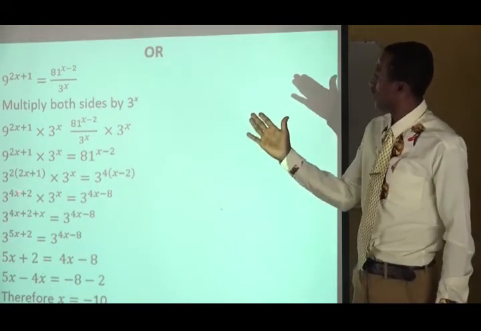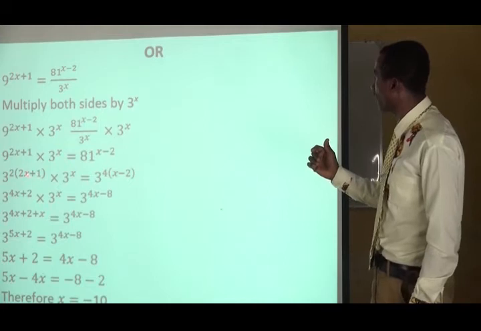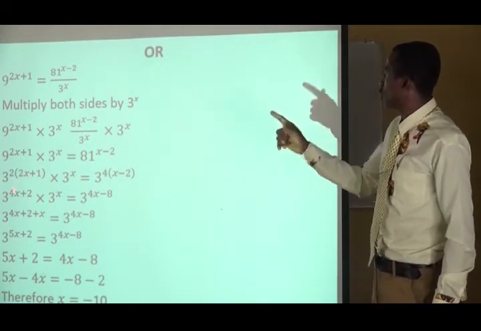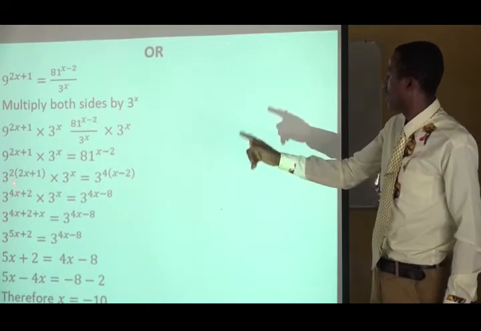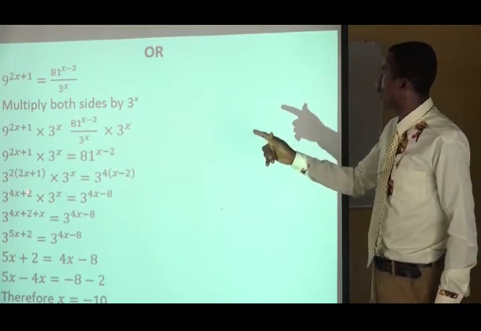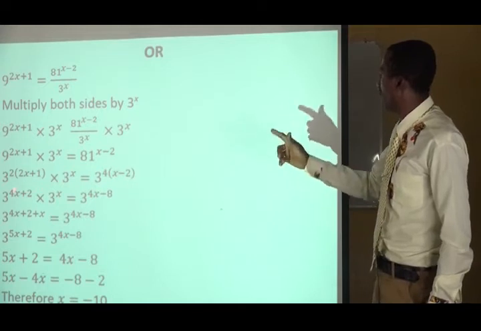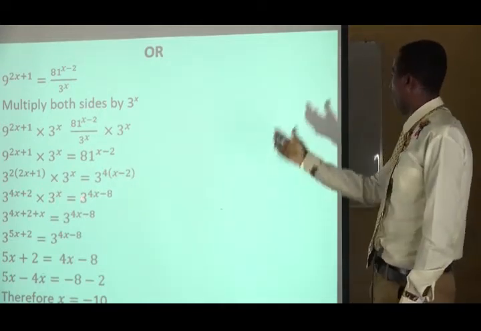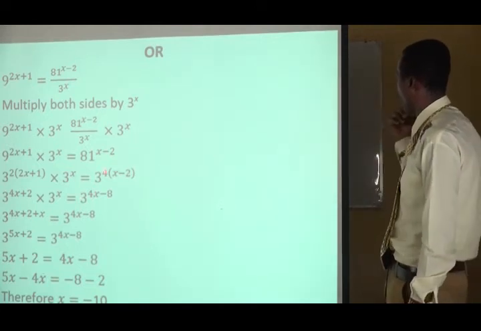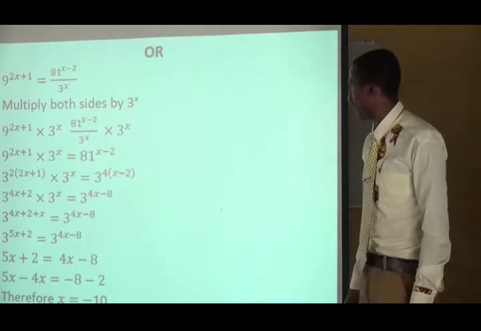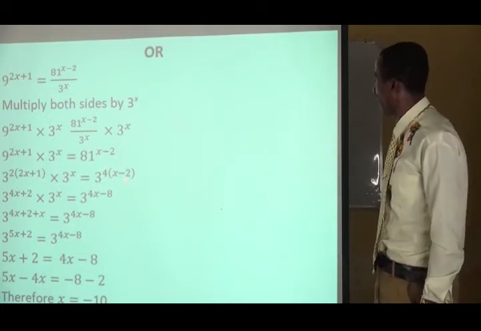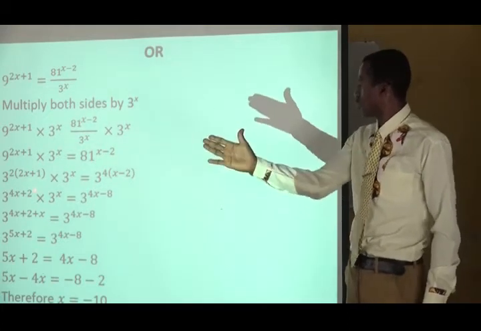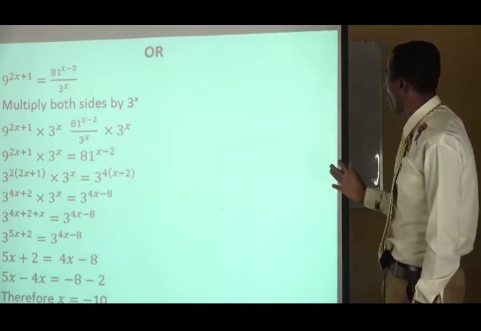So when you remove the bracket from the left-hand side, that becomes 2 times 2x gives you 4x, and 2 times 1 gives you 2. So that becomes 3 to the power of 4x plus 2 times 3 to the power of x equals. And when we also remove the bracket on the right-hand side, that becomes 4 times x gives us 4x, 4 times minus 2 gives us minus 8. And of course, the left-hand side obeys the first law of indices, where 3 is the common base.